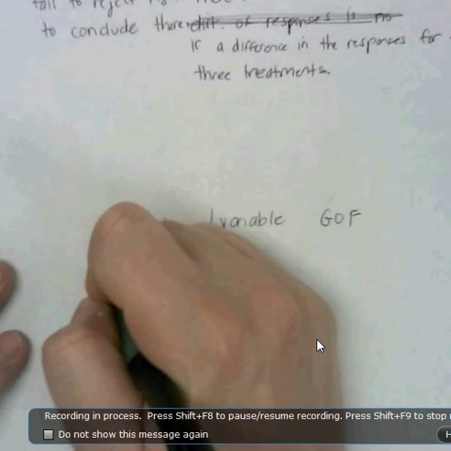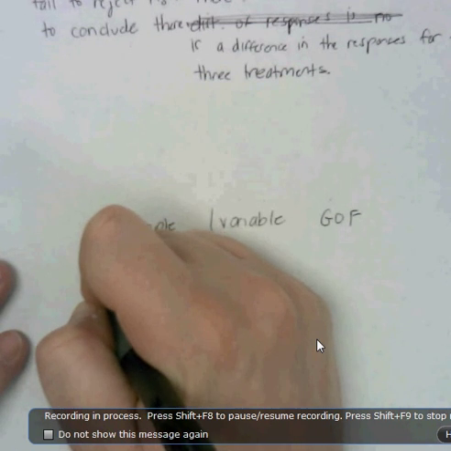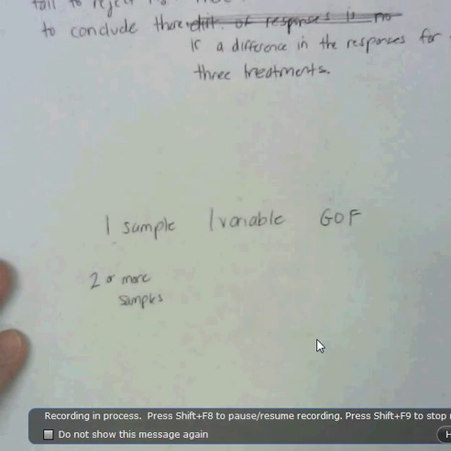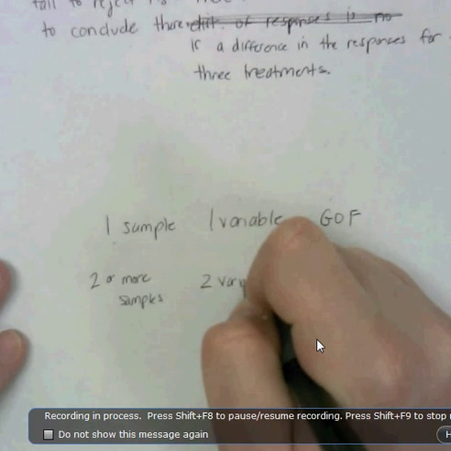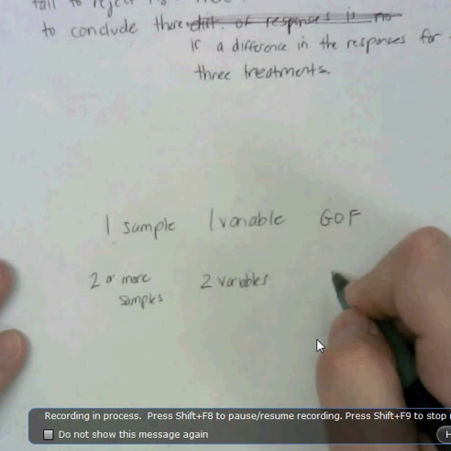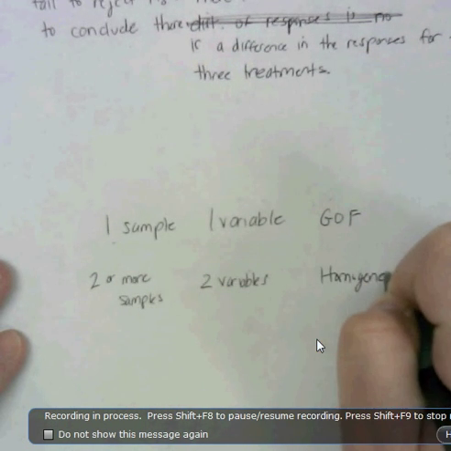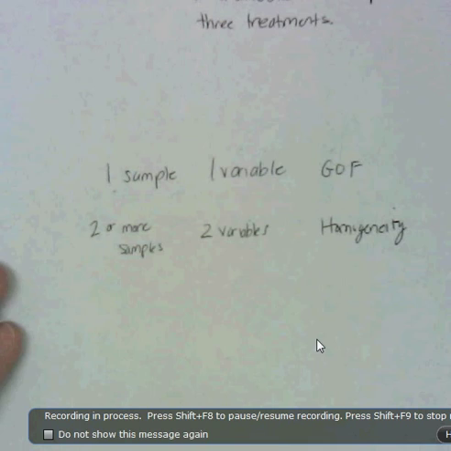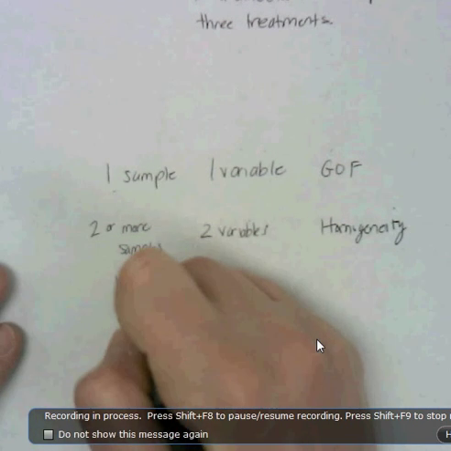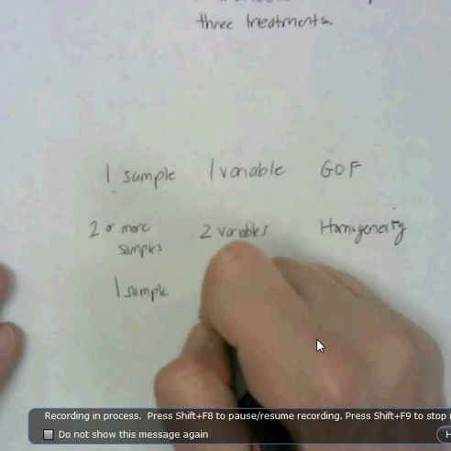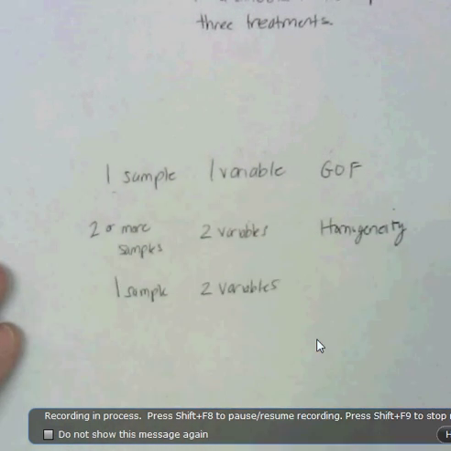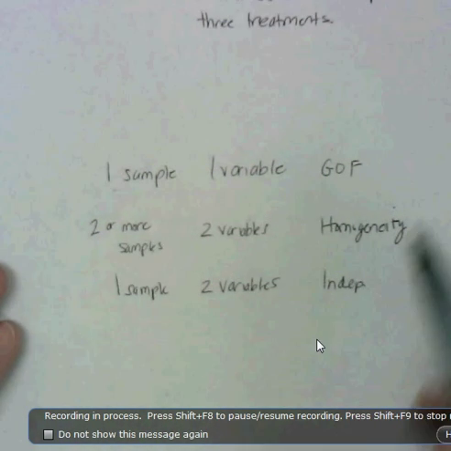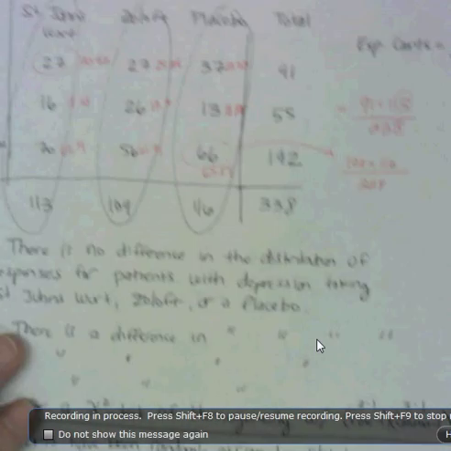Now, if you see, and this is important, 2 or more samples with 2 variables, that is a test for homogeneity. Okay. Independence, what you're going to find is 1 sample was taken, 2 variables are what you're trying to compare to each other, and that's what's going to make it independence. Okay, that can be a little confusing because homogeneity and independence look almost identical. It's basically how you take your samples.